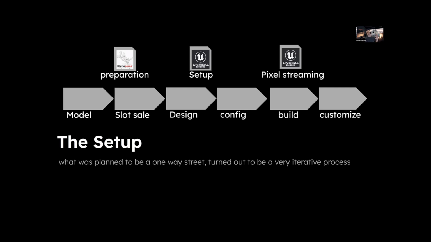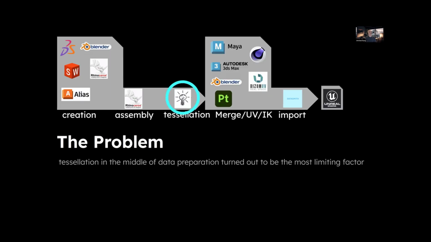And what we thought was a one-way street of us getting the car, preparing the data, and then showing it to them, became a very, very iterative process. Basically remodeling half of the car every few days. And that just didn't work with the workflow we had there. And the breaking point is basically tessellation. As soon as you tessellate, which means going from NURBS data to fixed polygon data, you break the process into your construction data and then your animation data.